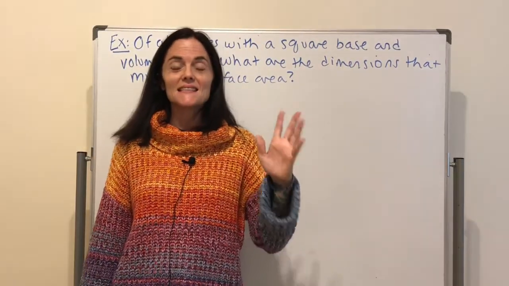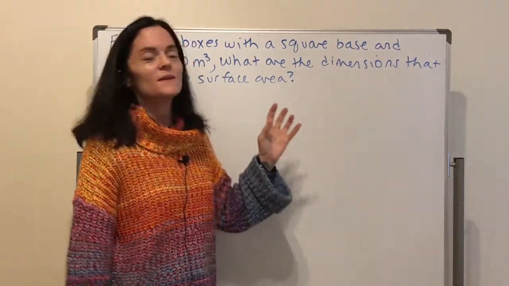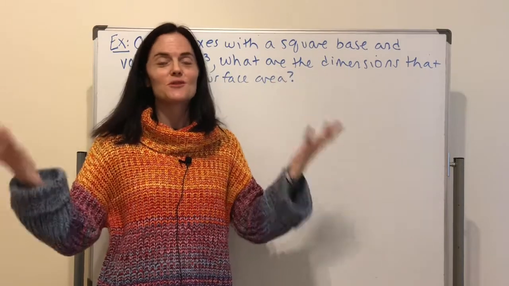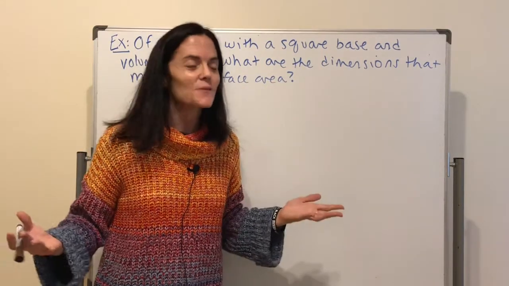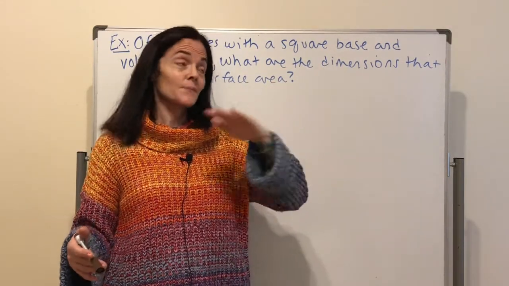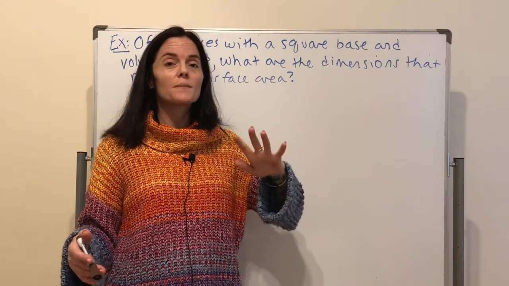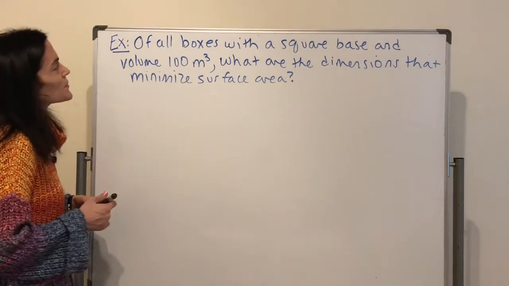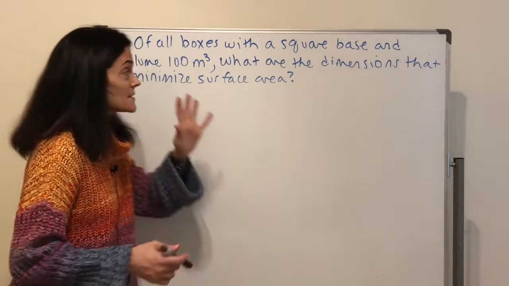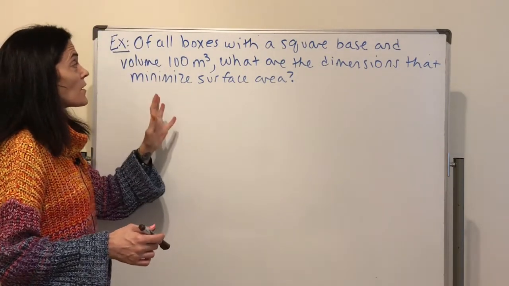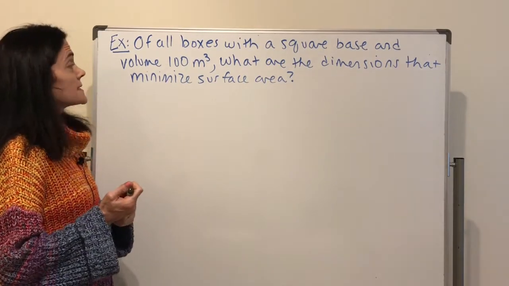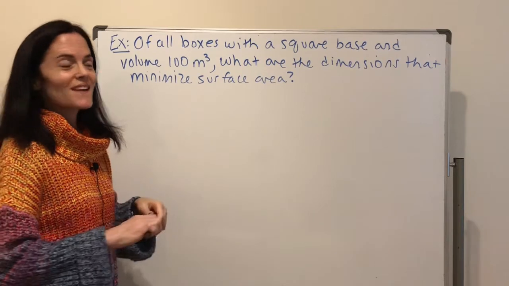Now for the next example. And this one, just like the next few we will do, it's really important that you draw a picture. Quite often with the objective function and constraint equation type problems, you want to begin by drawing a picture. So let's read the problem. Of all boxes with a square base and volume 100 meters cubed, what are the dimensions that minimize surface area?